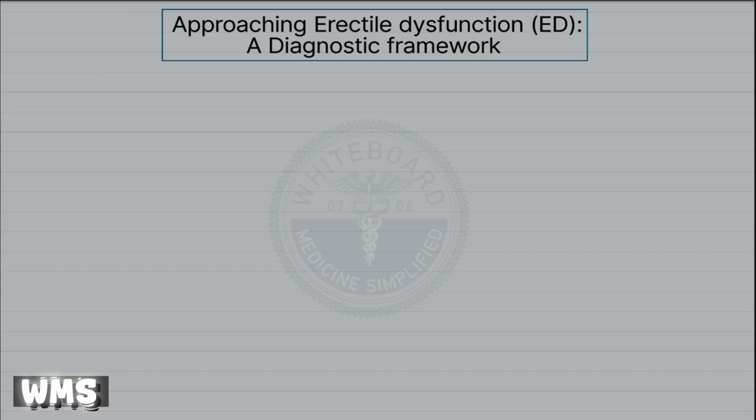We will go step by step, starting with history taking, then physical and neurological examination, followed by important lab investigations, and finally the management options. And if you haven't watched part 1 yet, make sure to check it out first. This video is directly linked to it and will make much more sense once your basics are clear.